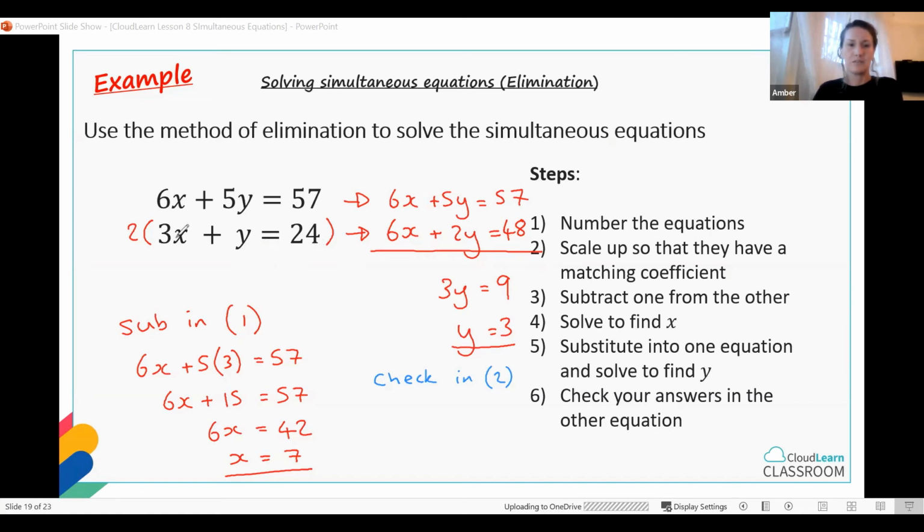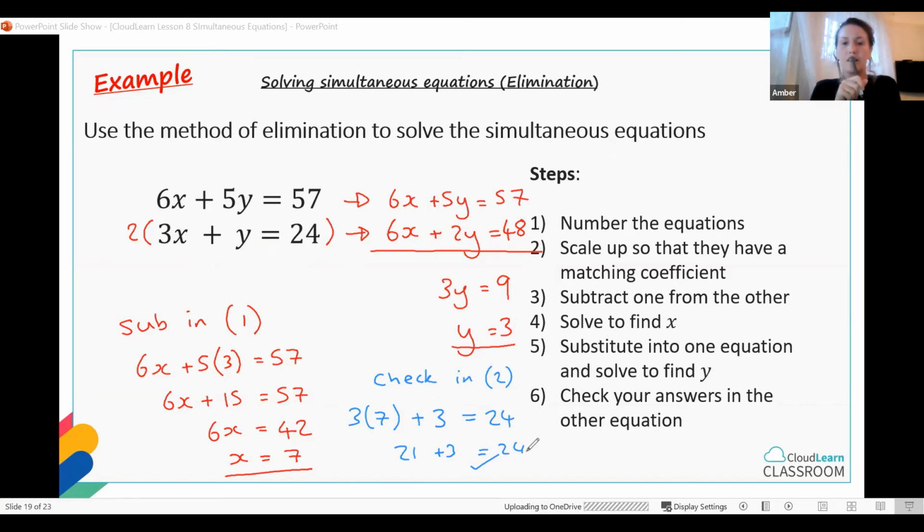So 3 times 7 plus y, and y is 3, is equal to 24. 3 times 7 is 21, plus 3 is equal to 24. So I can almost feel confident that I've got the right answer there.